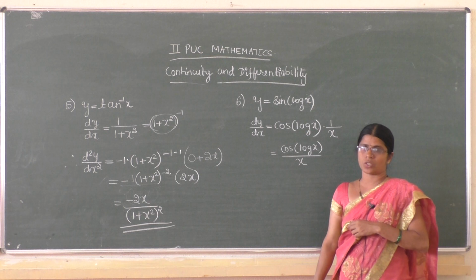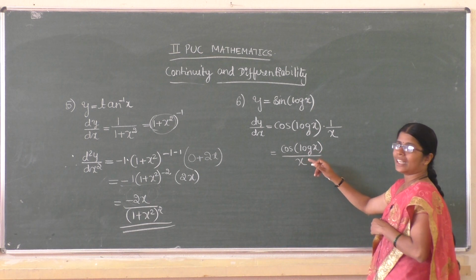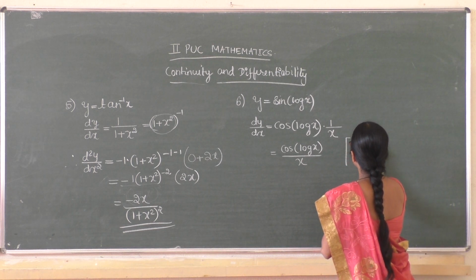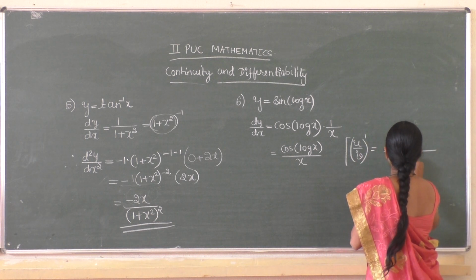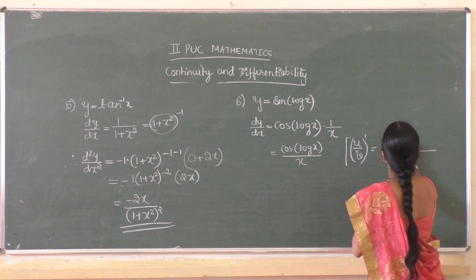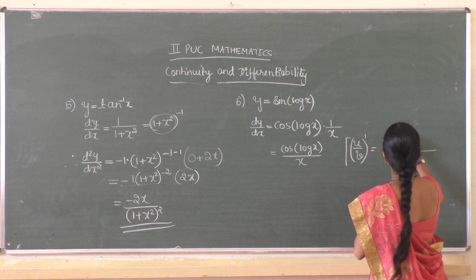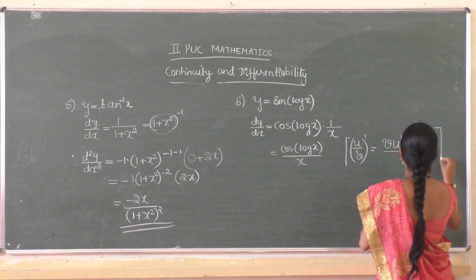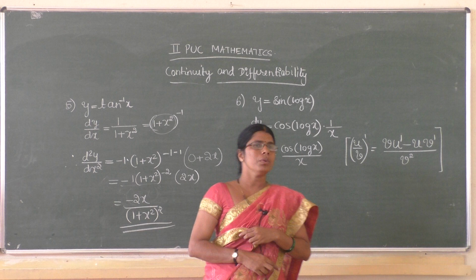Quotient of two functions. Okay, we have quotient of two functions. So to differentiate this, we apply quotient rule. How we apply quotient rule? u by v dash is equal to, in the denominator we have v square, in the numerator v into derivative of the numerator, that is v u dash minus u v dash, minus numerator into derivative of the denominator.